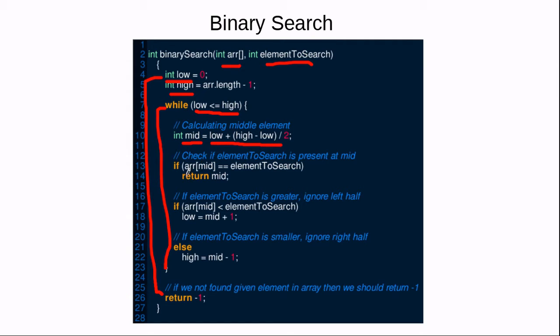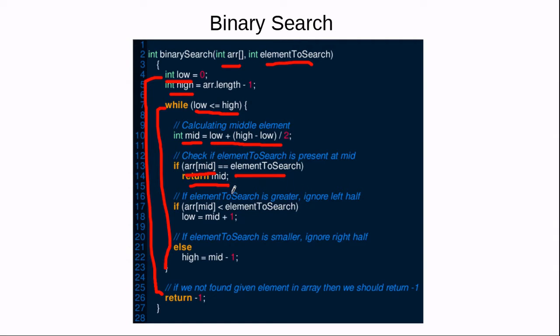The first condition is that the element at the mid position, or we can say the mid index of the array, may be equal to the element that we want to search. If such a thing happens, then we just return the mid. It means that we found the element and we just return that position.